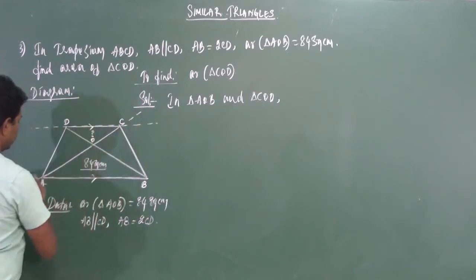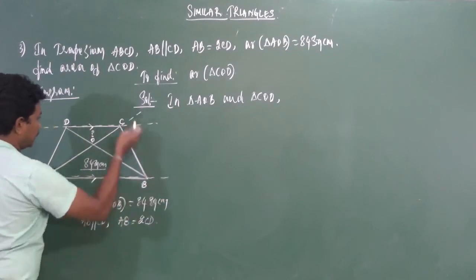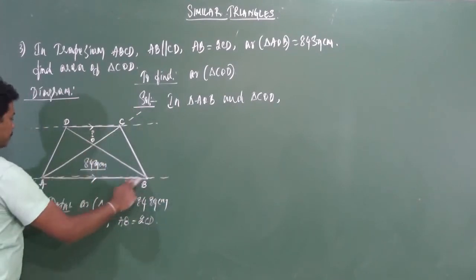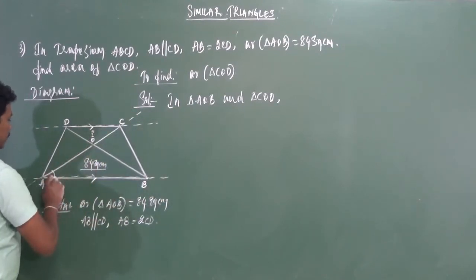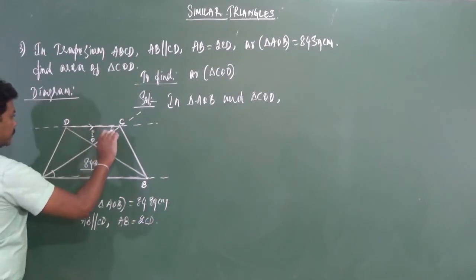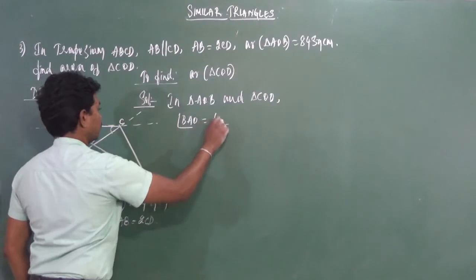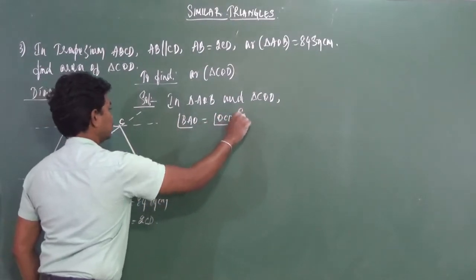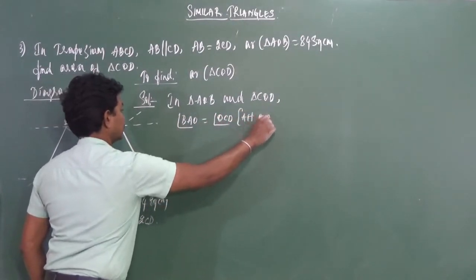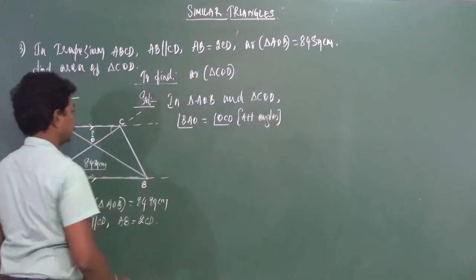So these two lines are parallel to each other, and this is the transversal. Therefore, angle BAO is equal to angle OCD. The reason is alternate angles.